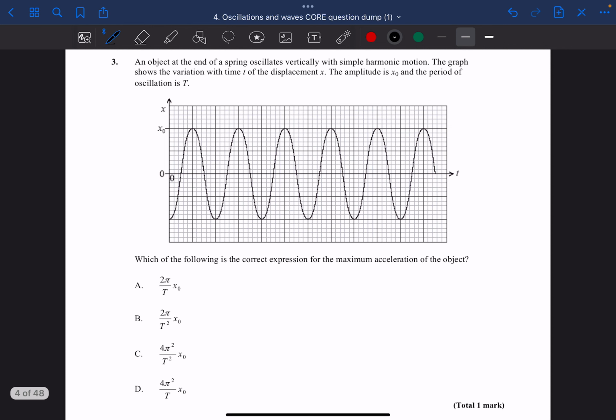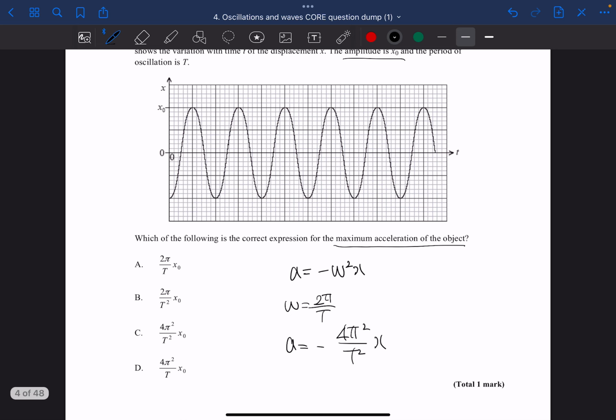Okay, so maximum acceleration, and the question only gave us the amplitude. So in section 9 of the data booklet, on topic 9.1, there's an equation that a equals negative omega squared x, and omega is equal to 2 pi over T. So a is equal to negative 4 pi squared over T squared times x. So which is equal to, okay, C.